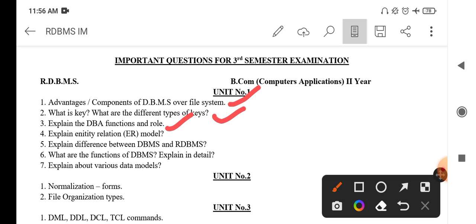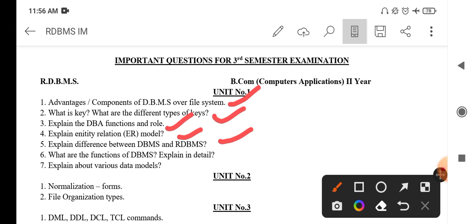Next, we have to explain about the DBA functions and roles. Next question is the entity relationship model. It is also called the ER model. So one more question is the difference between DBMS and RDBMS. So we have to compare the DBMS and RDBMS both.